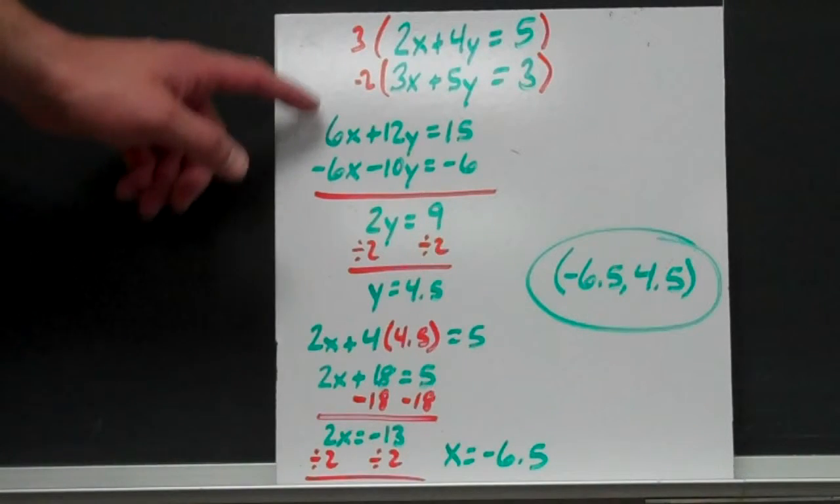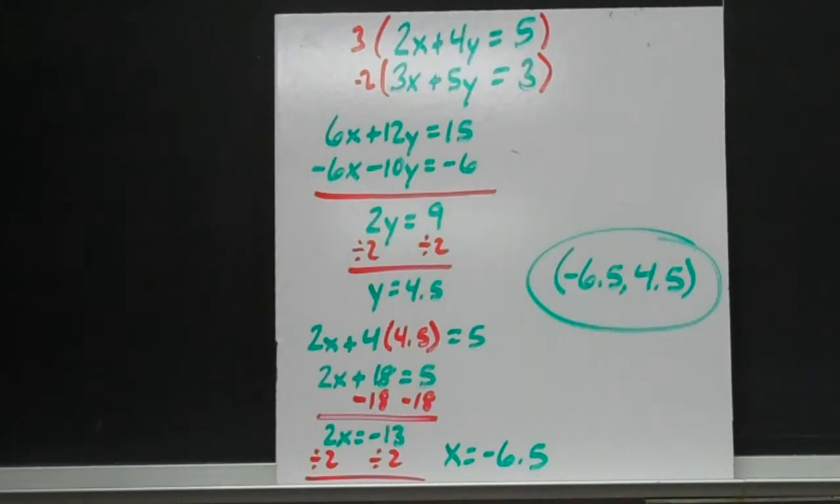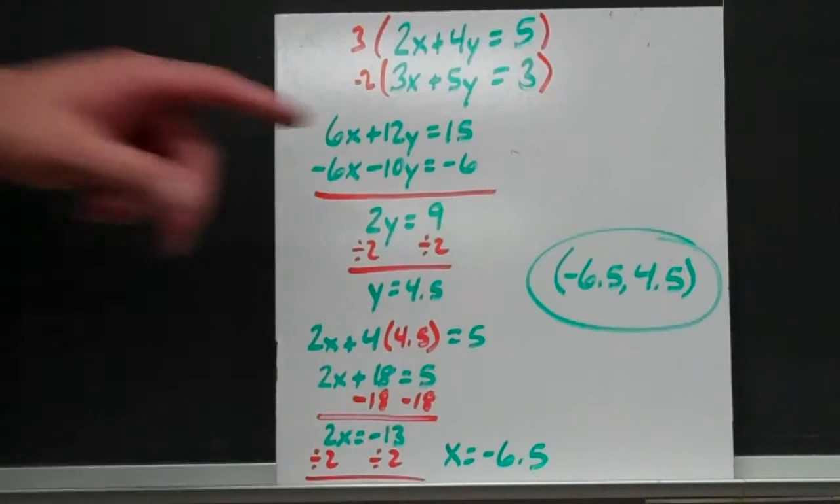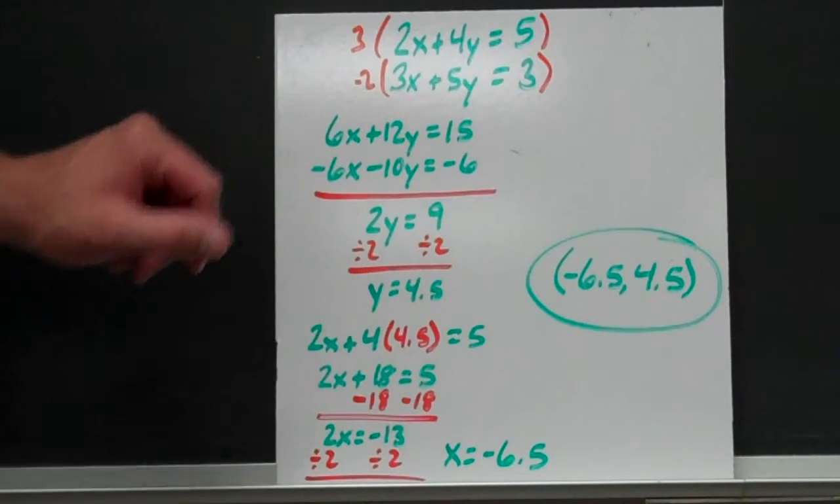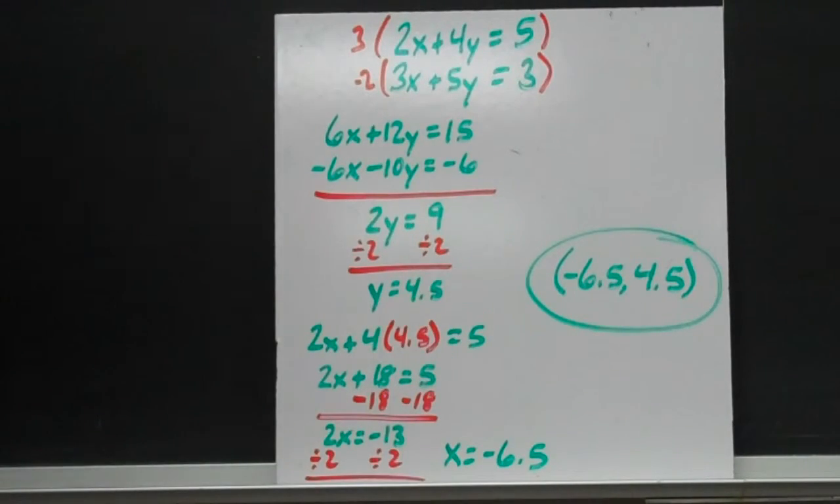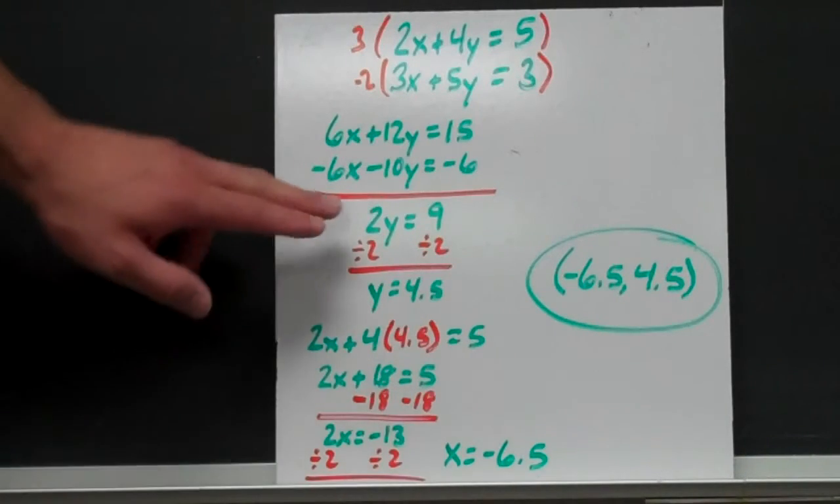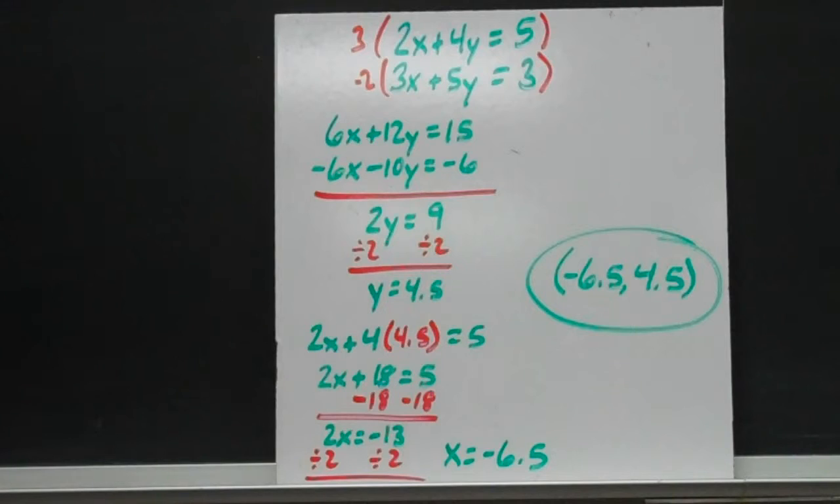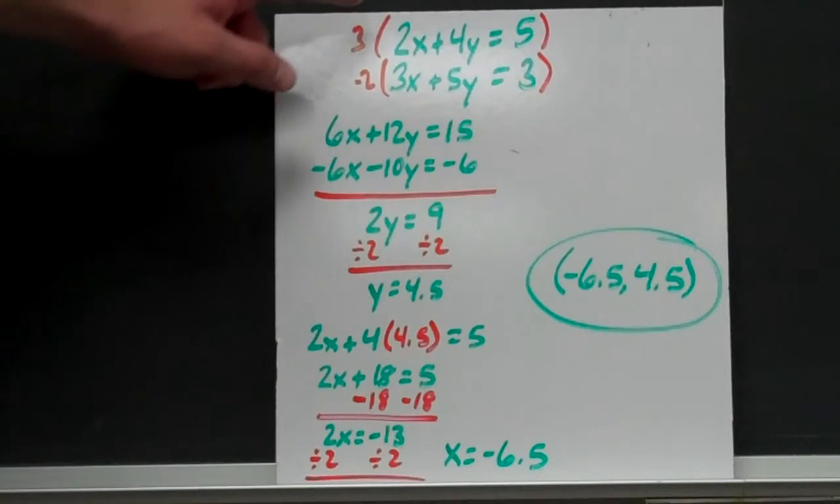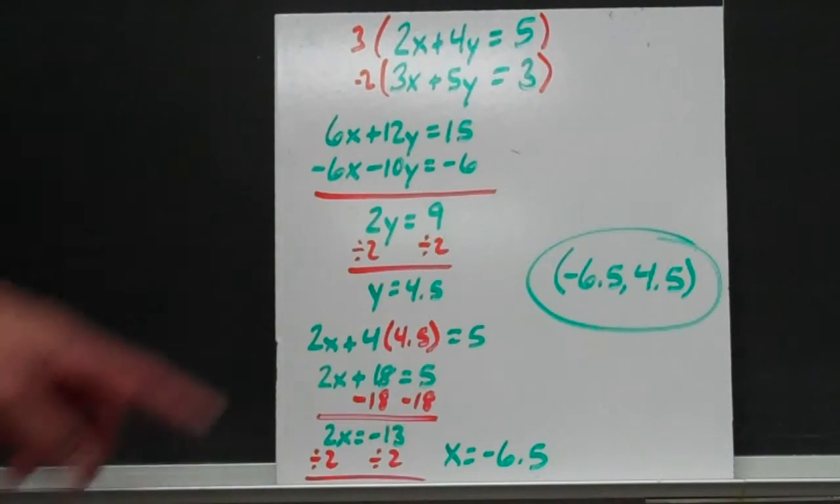Now the x's cancel. 6x and negative 6x cancel each other out. 12y and negative 10y leaves us with 2y. 15 minus 6 is 9. 2y equals 9. Divide by 2, and y equals 4.5. Plug that back into one of these equations. I chose the top one.